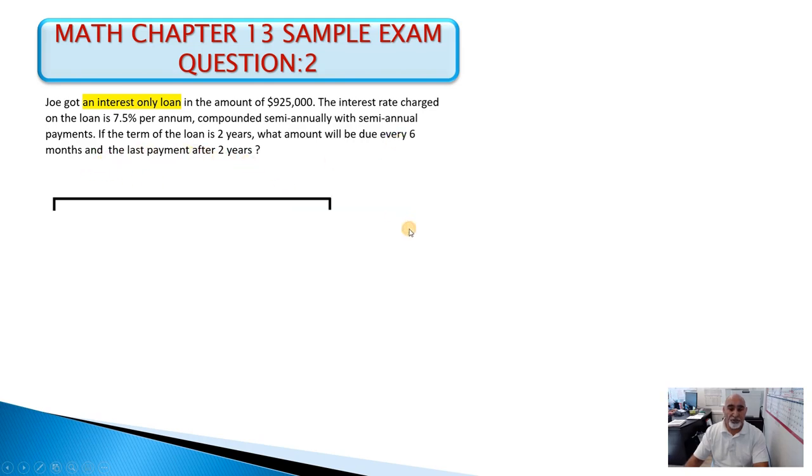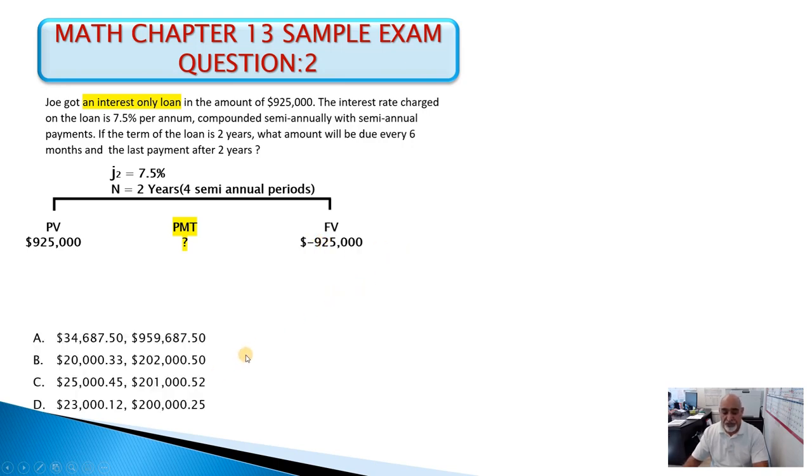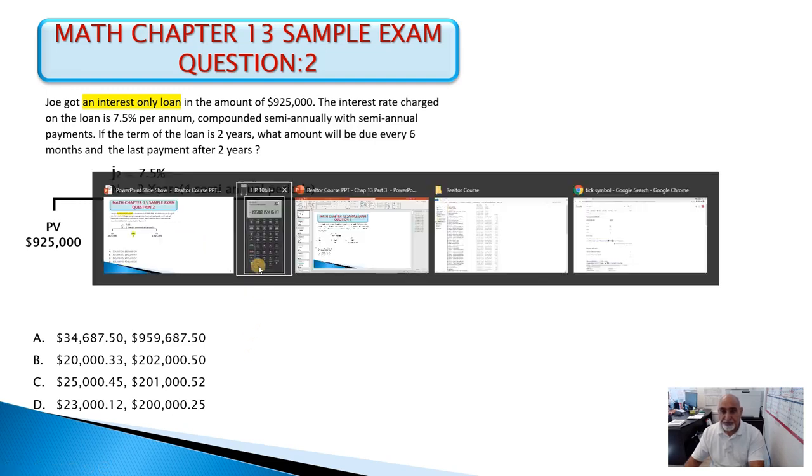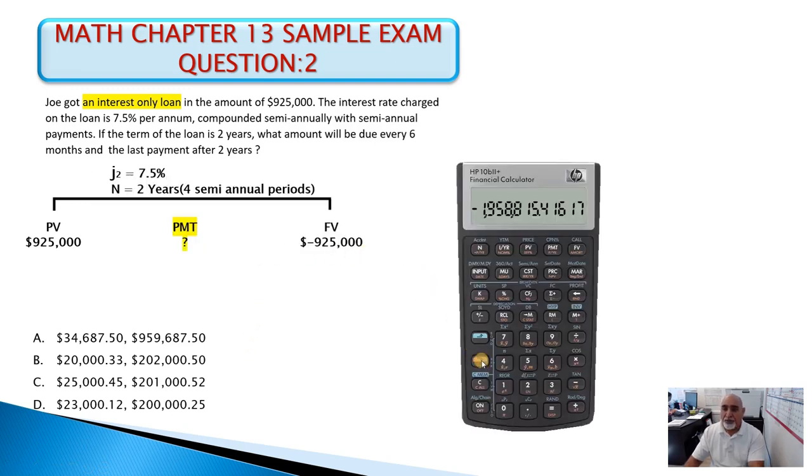payment after 2 years? So timeline diagram, put in my interest rates, J2 7.5, time is 2 years, so those are 4 semi-annual periods. 925 is my loan, and be very careful, FV is not given to you. FV is 925 with a negative. So now these are my choices. Let's bring in the calculator and clear everything on the calculator. There's clear. First thing, put in my compounding periods, 2 and 7.5 for the nominal interest rate.